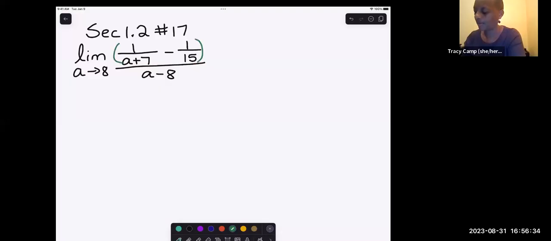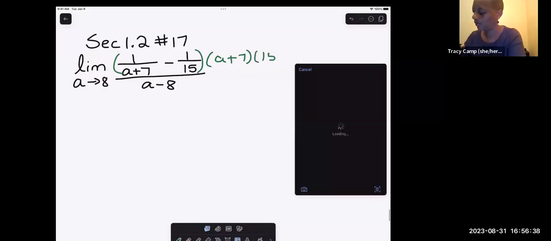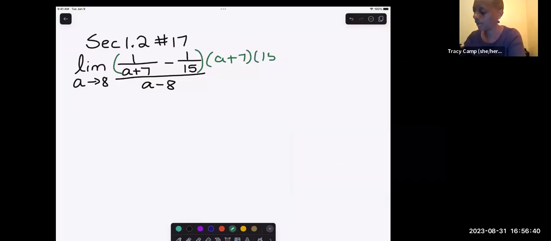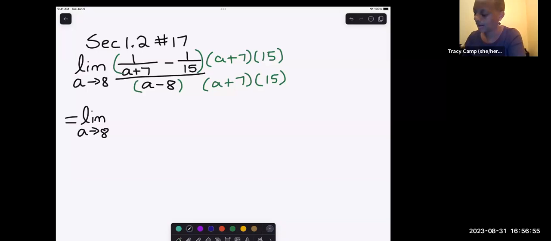So I'll have a plus 7 times 15. Oops, cancel. Over the same thing, a plus 7 times 15. So I have limit as a approaches 8. And then that a plus 7 times 15 gets distributed. If you feel comfortable doing it in your head, do it in your head.